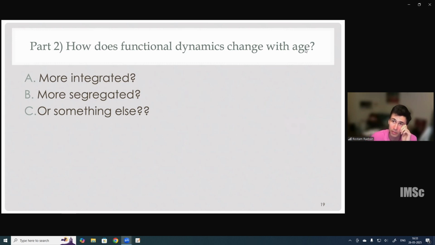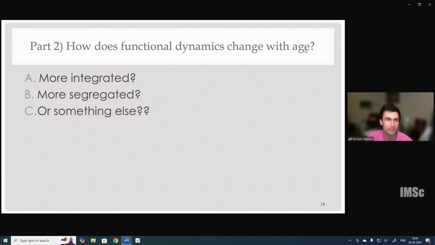So the question we asked here is, how can we understand network dynamics in the brain with respect to age? People have looked at this and surprisingly have found different results despite this framework being very simple and very global, just essentially modeling the brain as a two-state system. Does the brain become more integrated? Does it become more segregated as we age? Or is it something else?